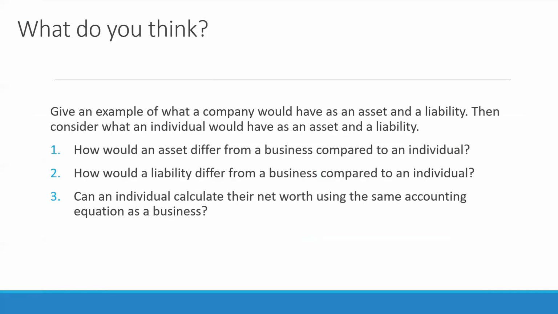Give us an example of what a company would have as an asset and a liability, and consider what an individual would have as an asset and liability. So how would an asset differ for a business compared to an individual?